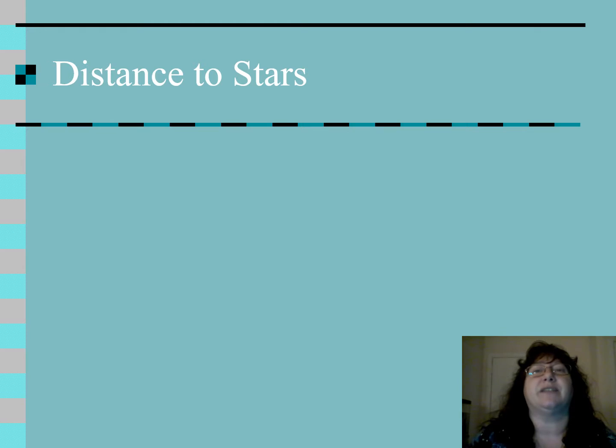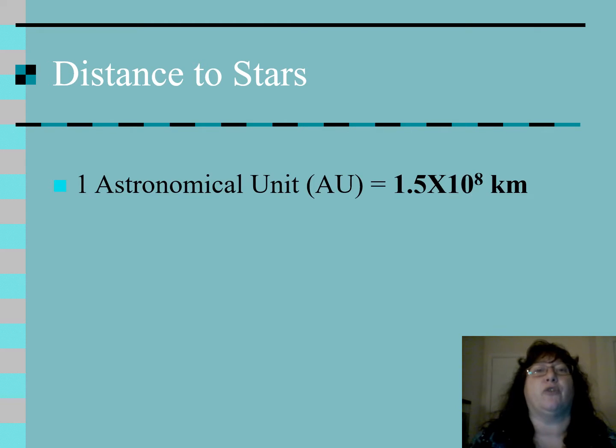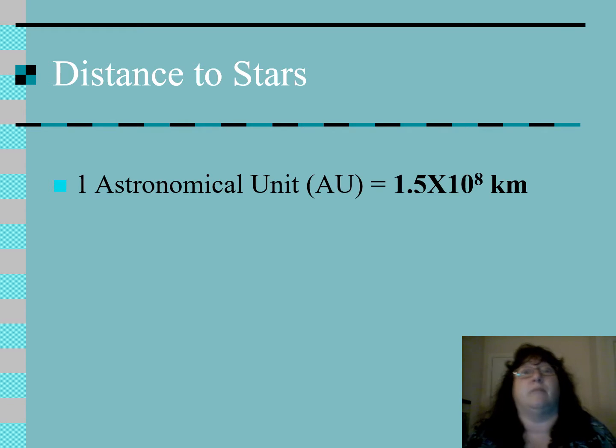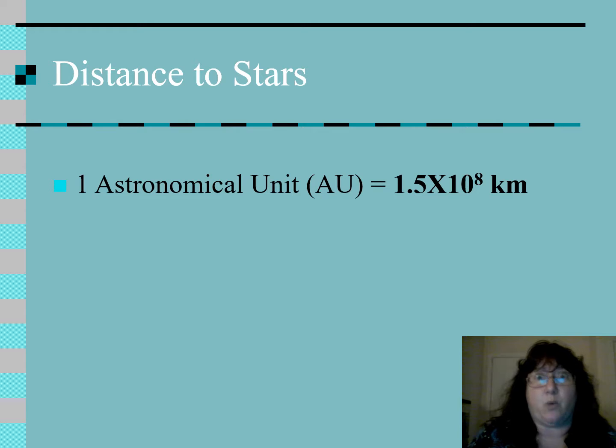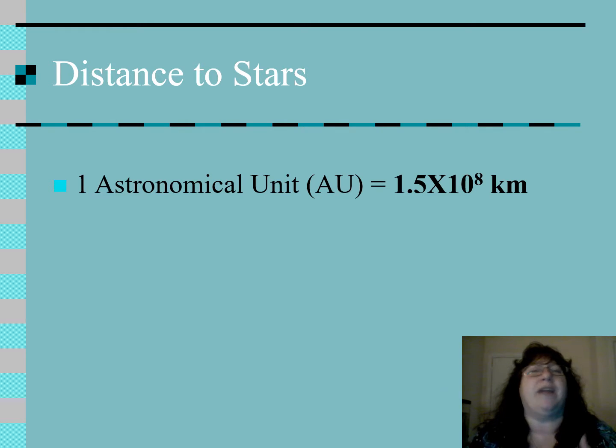One of those ways is what we call an astronomical unit. An astronomical unit is the mean distance between the Earth and the Sun. It's about equal to 93 million miles or 1.5 times 10^8 kilometers. Many stars can be over 100 million astronomical units away. We need to find a way to look at even more distant objects.